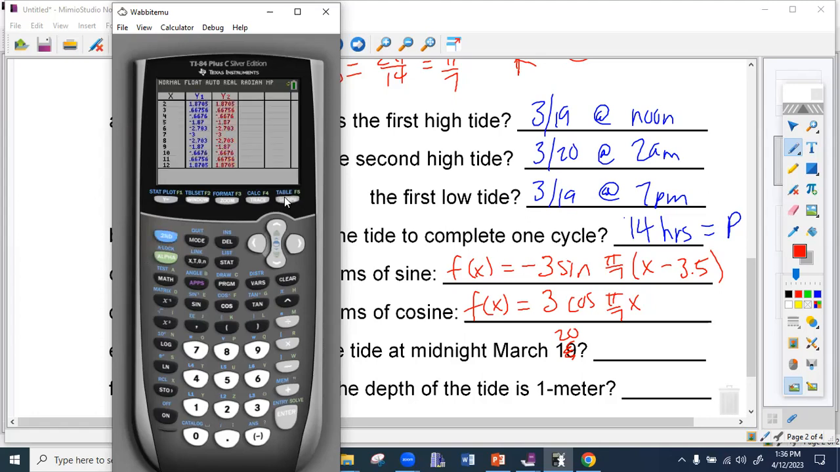I don't know what you mean. I will come look. But as you can see, my tables are exactly the same. I will come and look at yours. Are you in degrees or radians? I don't know. That's what I was thinking. So go to your mode and make sure you're in radian. Radian. Okay, let me come look then.